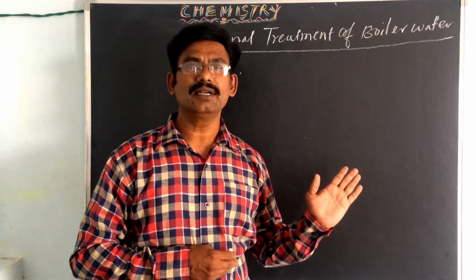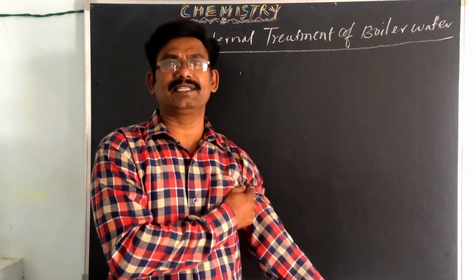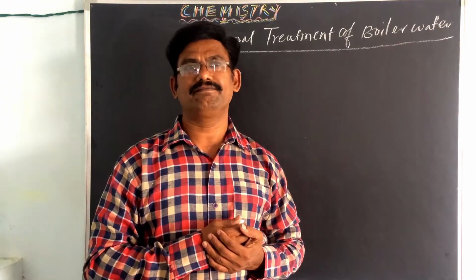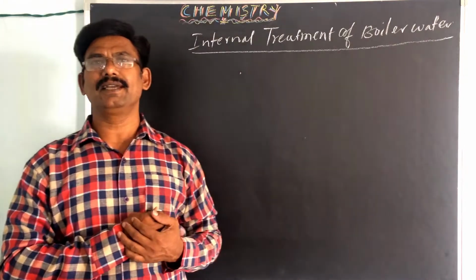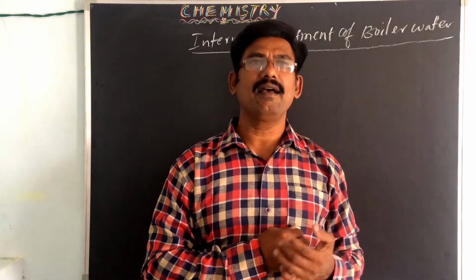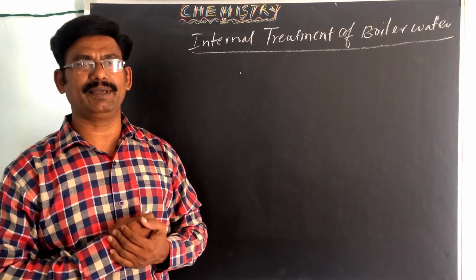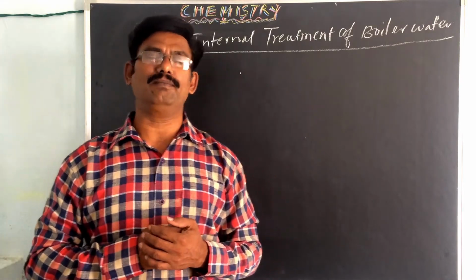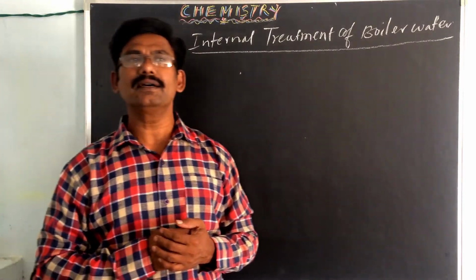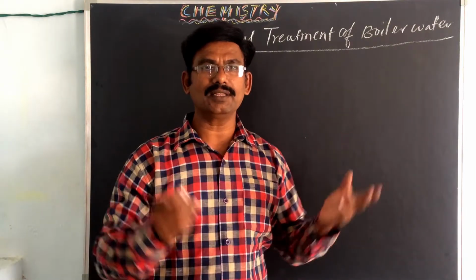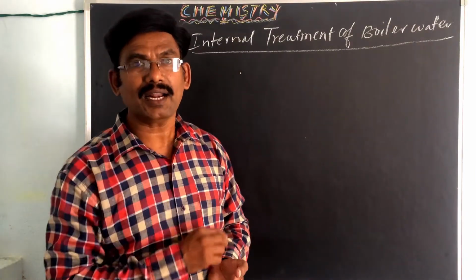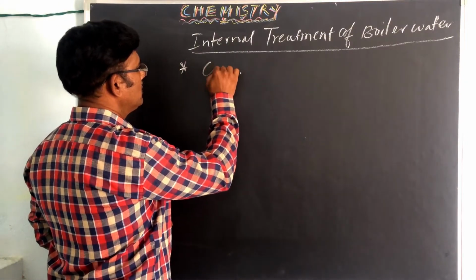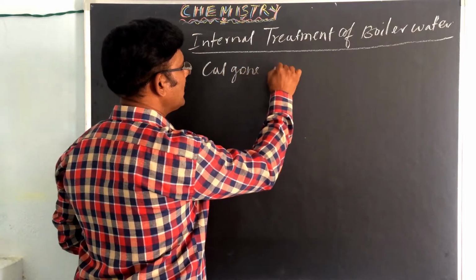So what we have to do? A new type of chemicals are introduced into the boiler to remove the scales in the form of sludges and ions. These chemicals are also called boiler compounds. So what are the compounds? They are Calgon conditioning, it's very, very important, and the second one is the phosphate conditioning.